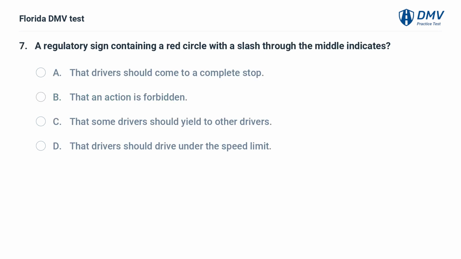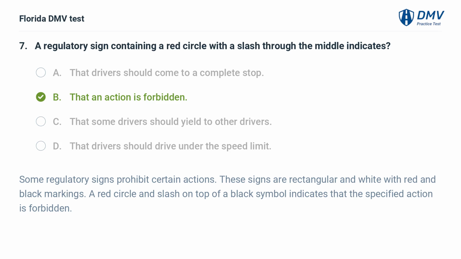A regulatory sign containing a red circle with a slash through the middle indicates A. That drivers should come to a complete stop. B. That an action is forbidden. C. That some drivers should yield to other drivers. D. That drivers should drive under the speed limit. B. That an action is forbidden. Some regulatory signs prohibit certain actions. These signs are rectangular and white with red and black markings. A red circle and slash on top of a black symbol indicates that the specified action is forbidden.